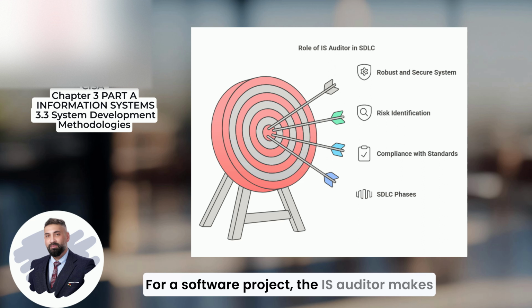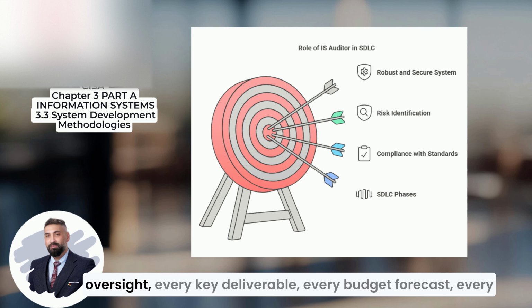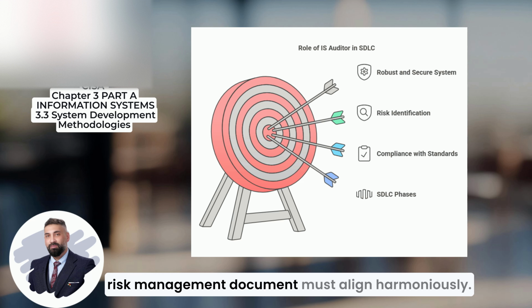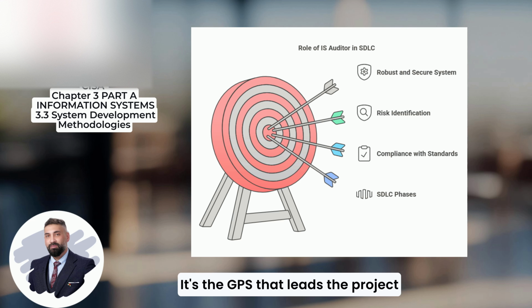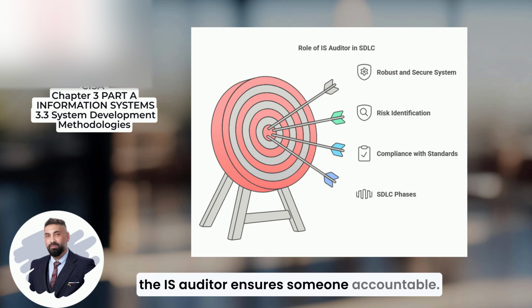For a software project, the IS auditor makes sure no department is out of tune, from stakeholder sign-offs to structured levels of oversight. Every key deliverable, every budget forecast, every risk management document must align harmoniously. Adequate documentation isn't just paperwork, it's the GPS that leads the project to its destination without major detours. And when it's time for approvals, the IS auditor ensures someone accountable, think of the systems development team or user management, is taking ownership of both the costs and operations of the system.